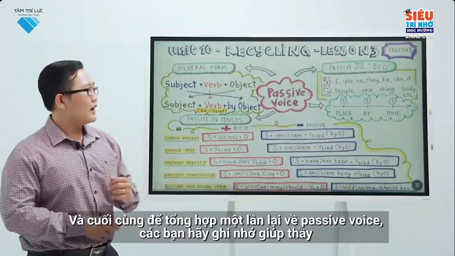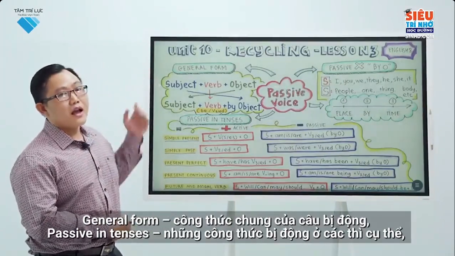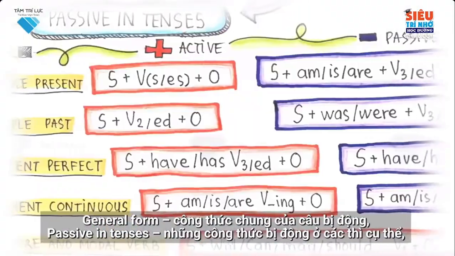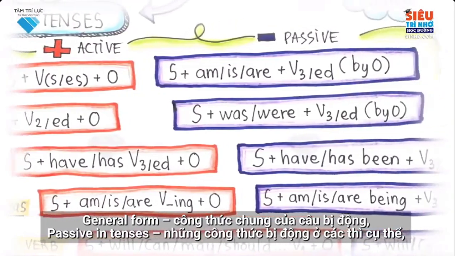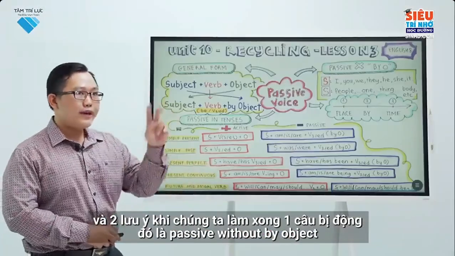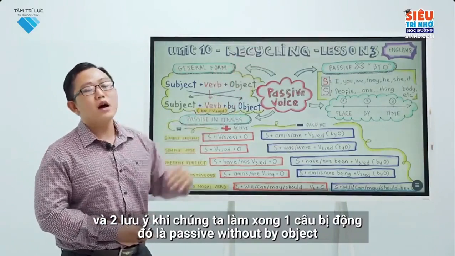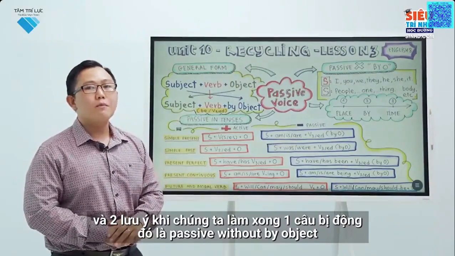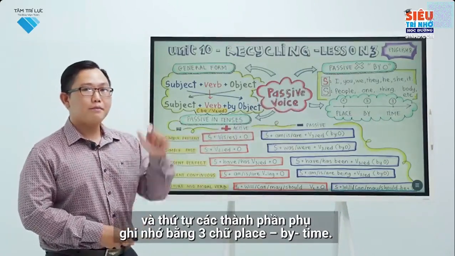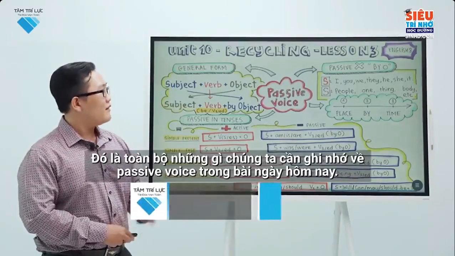Finally, to sum up passive voice, please remember the general formula of passive sentences, the passive formula in tenses. And two notes: when we do a passive sentence, that is, passive without by object, and the order of the subcomponents with three words: place, by, time. That's all we need to keep in mind about passive voice in today's lesson.